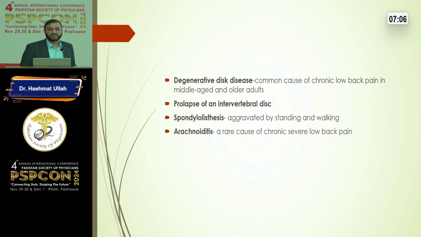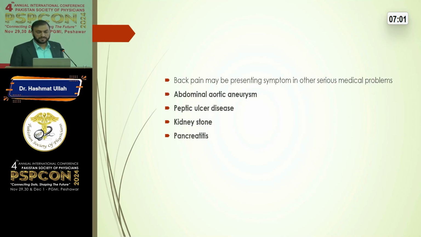Degenerative disc disease and spondylolisthesis should always be considered in back pain. This is a very important thing. Serious medical problems like peptic ulcer disease, abdominal aortic aneurysm, and kidney stones may be the presenting cause. Most of these patients come with a backache and are usually wrongly investigated with MRI unnecessarily, and it may be pancreatitis. You keep a very low threshold for diagnosing these serious medical issues.